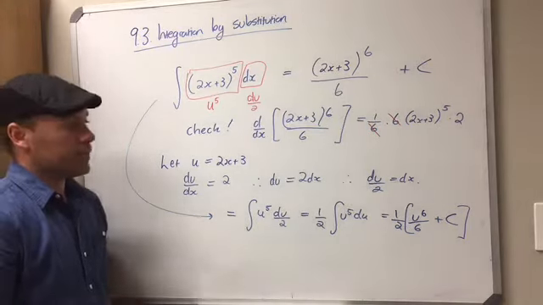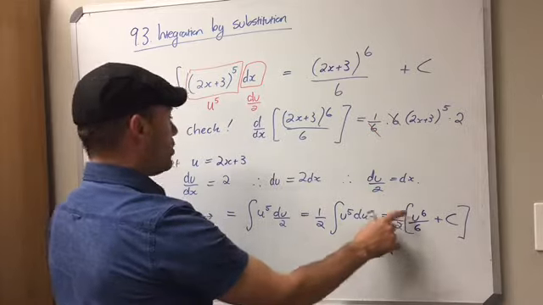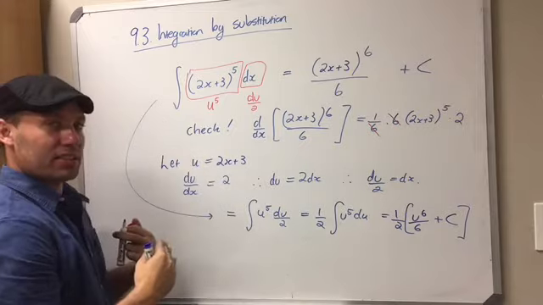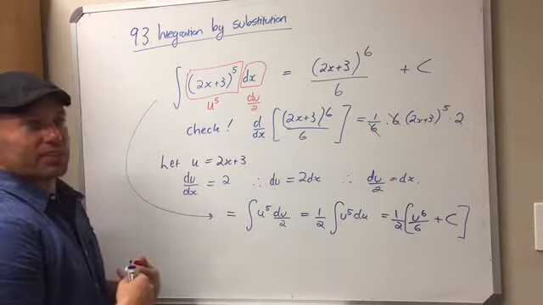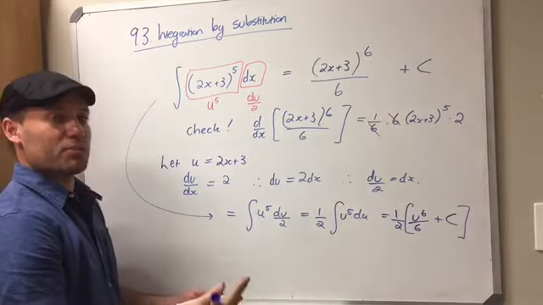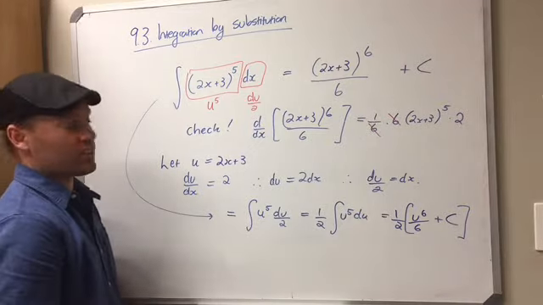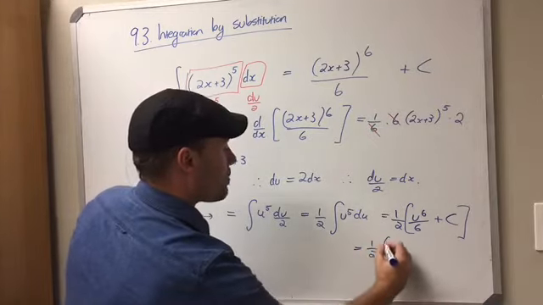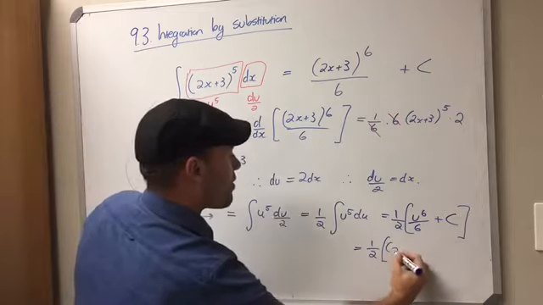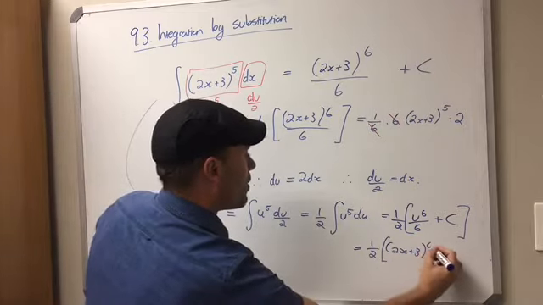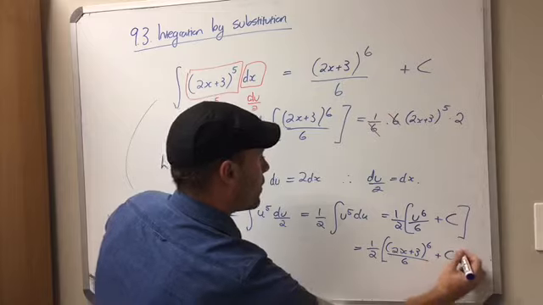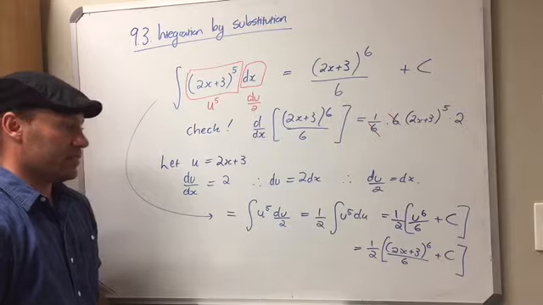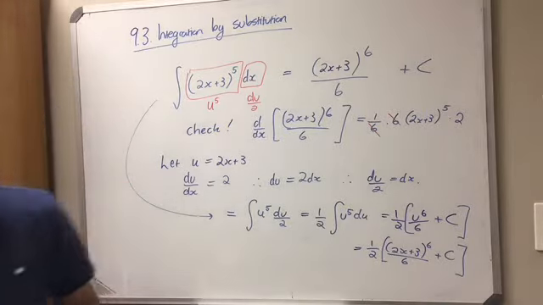And in the last step, I should just replace u with 2x plus 3 because the original integral was expressed in terms of x, so I must express my answer in terms of x. I can't express my answer in terms of u because that wouldn't be answering the original question. So in the last step, which you shouldn't forget to do, I should replace u with 2x plus 3. Okay, and that is the final answer.